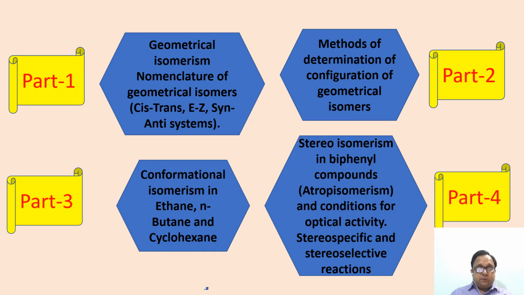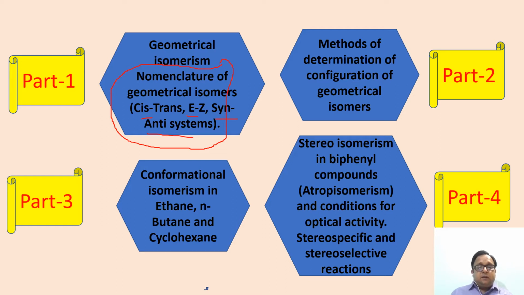As far as the syllabus is concerned, this unit consists of 4 parts. Part 1 deals with geometrical isomerism and the methods available for its nomenclature. The methods that are used for the nomenclature of geometrical isomerism are cis-trans, E-Z, and the syn and anti system.